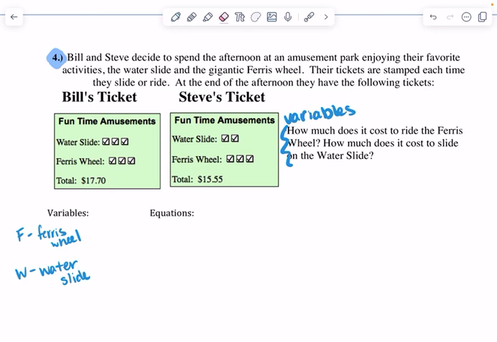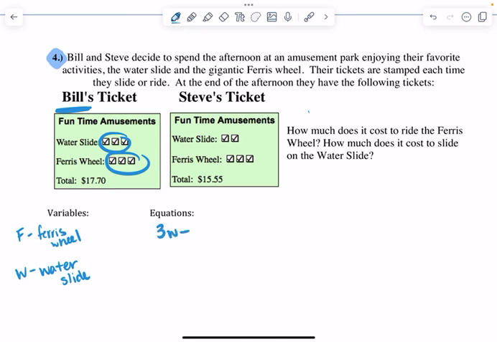So we need an equation for each person, each ticket. So for Bill, he rode the water slide 3 times, Ferris wheel 3 times. So 3 times on the water slide, and then 3 times on the Ferris wheel cost him $17.70. That's it. Then for Steve's ticket, he rode the water slide 2 times and the Ferris wheel 3 times. It cost him $15.55.